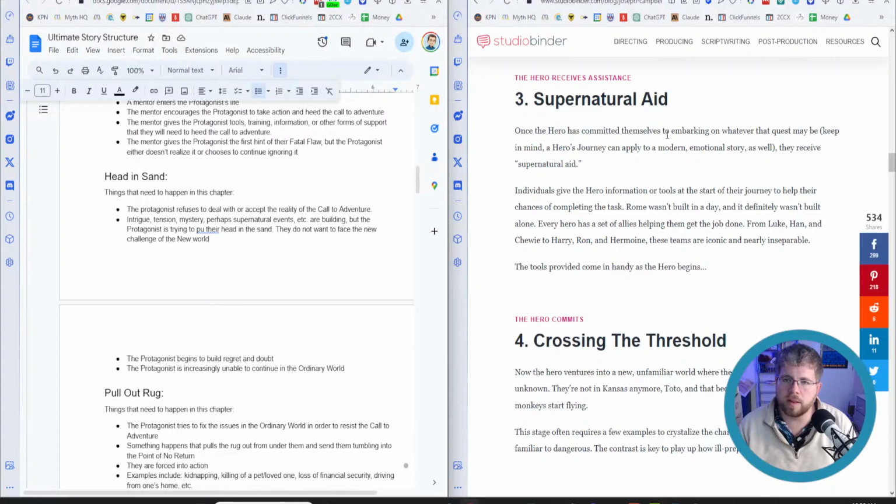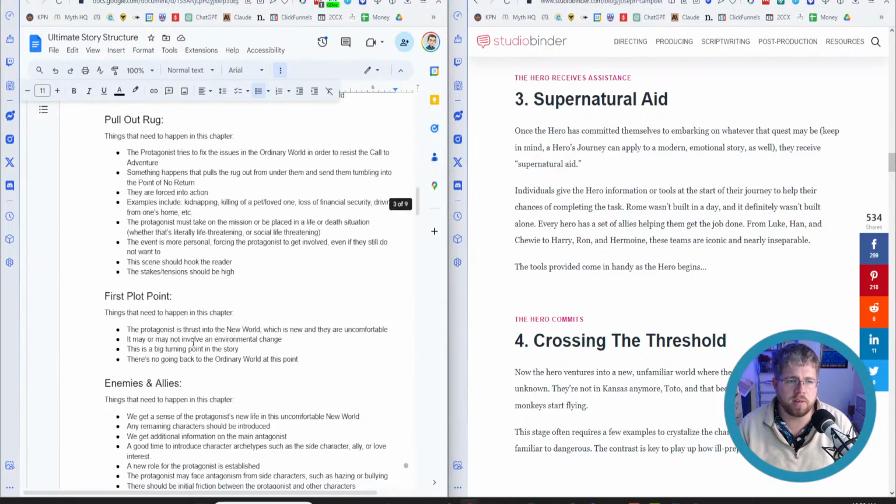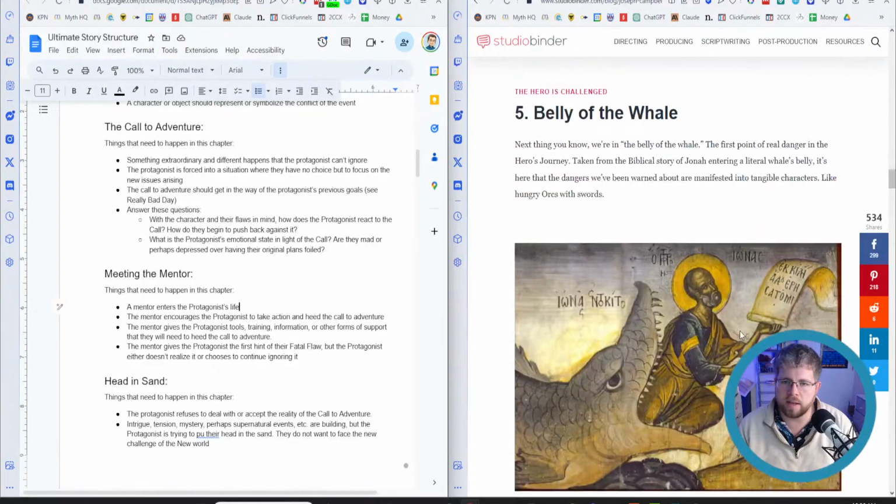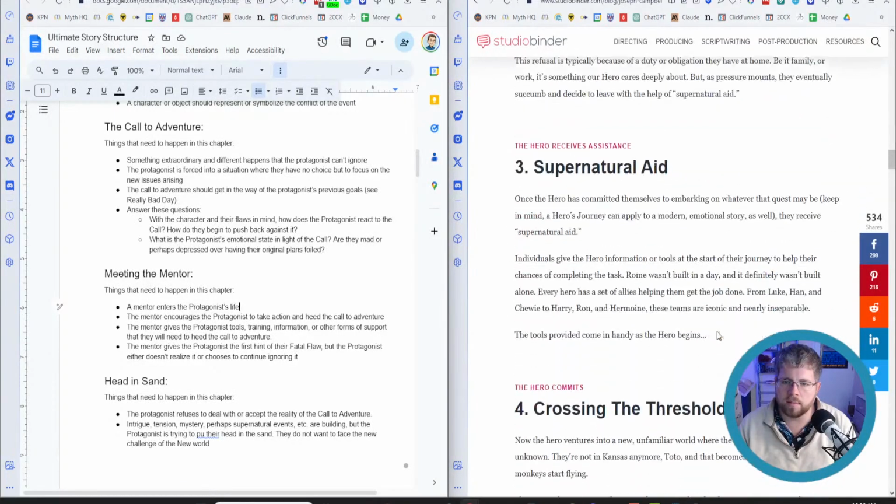Once the hero has committed themselves to embarking on whatever that quest may be, keep in mind a hero's journey can apply to a modern emotional story as well. They receive supernatural aid. Individuals give the hero information or tools at the start of their journey to help their chances of completing the task. Okay, so this we kind of covered in meeting the mentor, which I'm just realizing I don't think he has a meeting the mentor step. But he does have this step here.